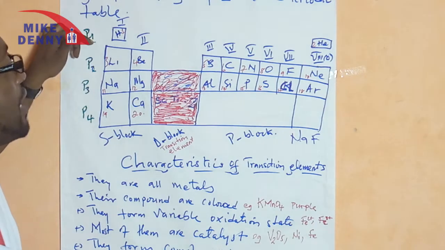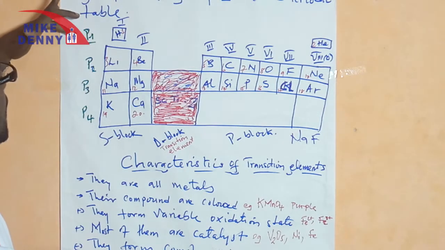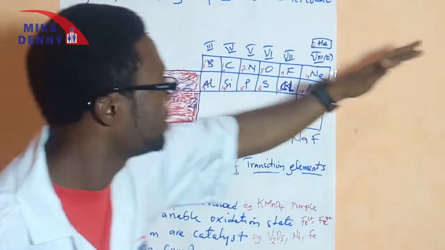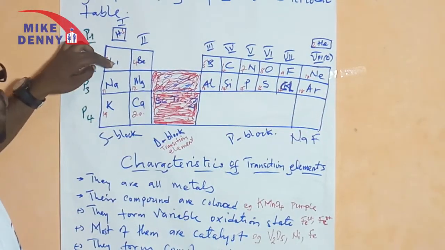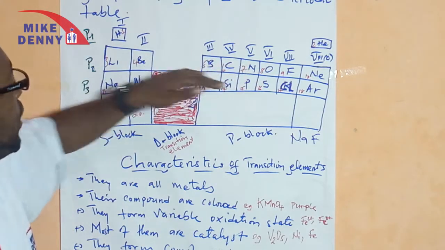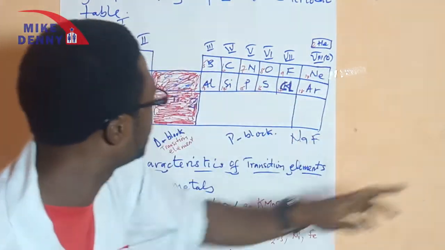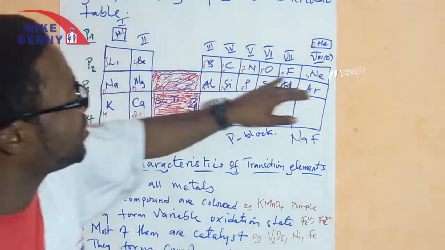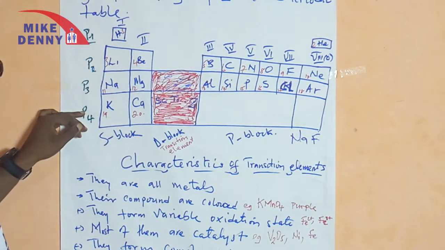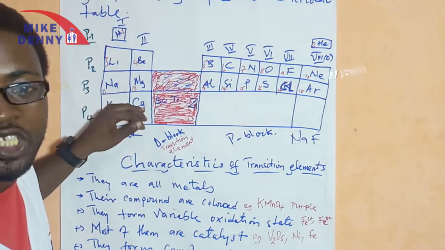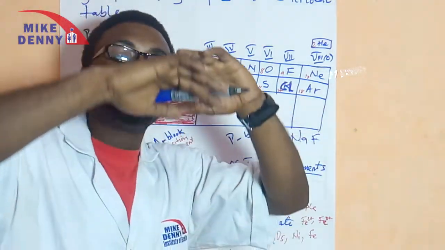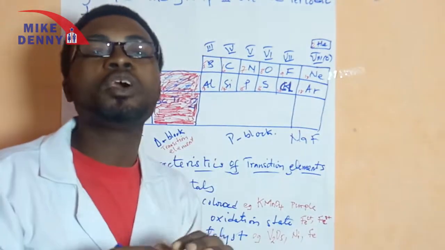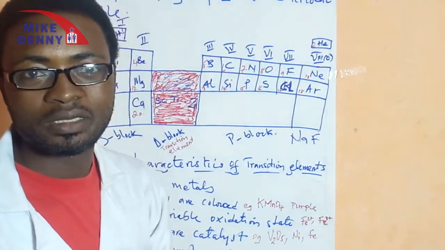Now, you look at, we have P1 here, P2, P3, and P4. This P stands for period. It means that hydrogen is period 1. Lithium, beryllium, boron, carbon are period 2. Sodium, magnesium, aluminum are period 3. And potassium, calcium are period 4. They are grouped in period depending on the number of shells that they contain.